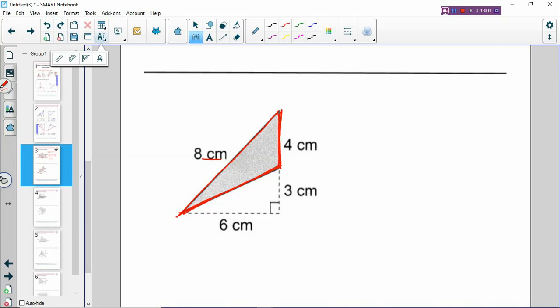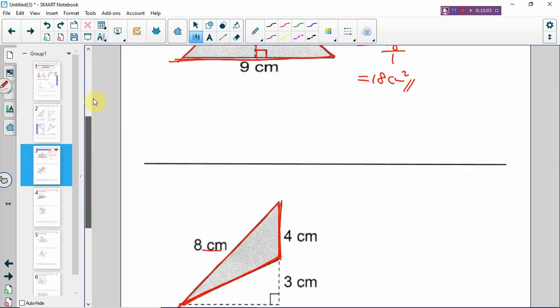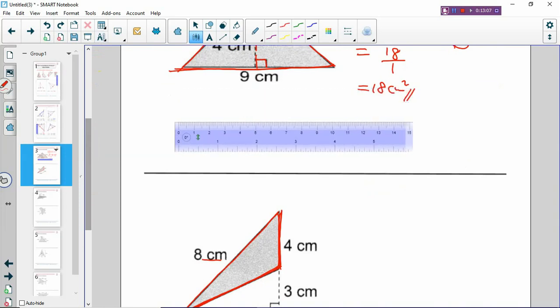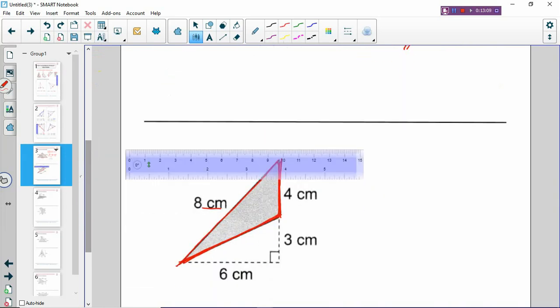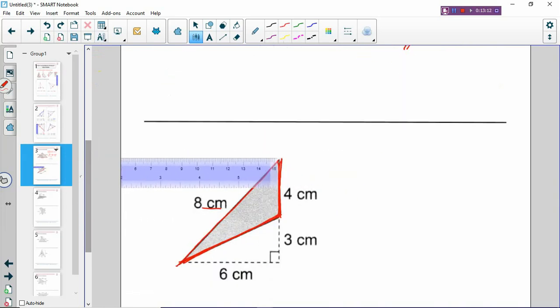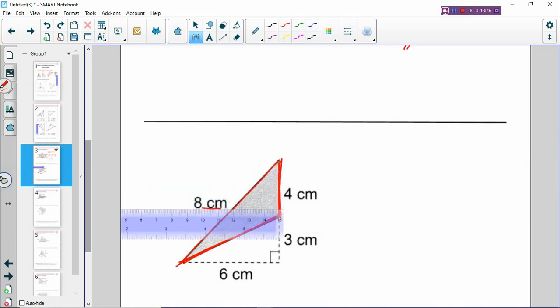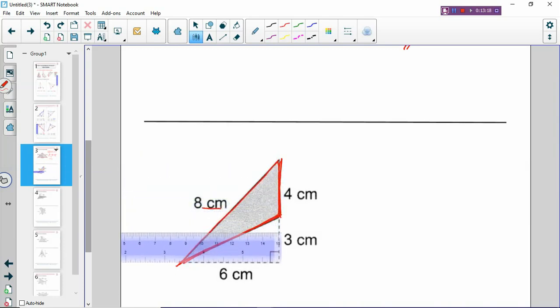You take your ruler and then do what you did just now, and you use the ruler to find the height of the triangle. So take your ruler, put it along the base, and shift it left, up and down, and see whether any line is parallel with the ruler. Yeah, there's a line that is parallel with the ruler. So that is the height of the red color triangle, right?